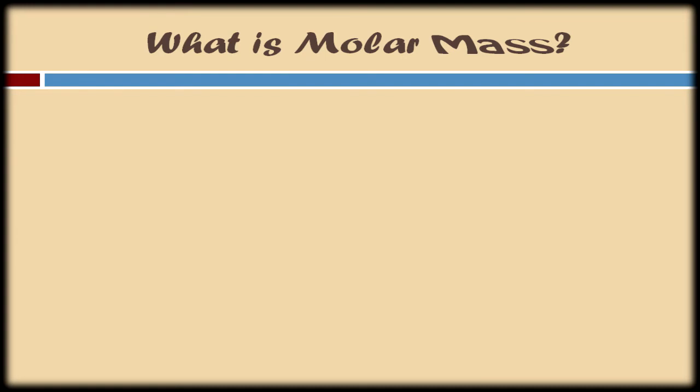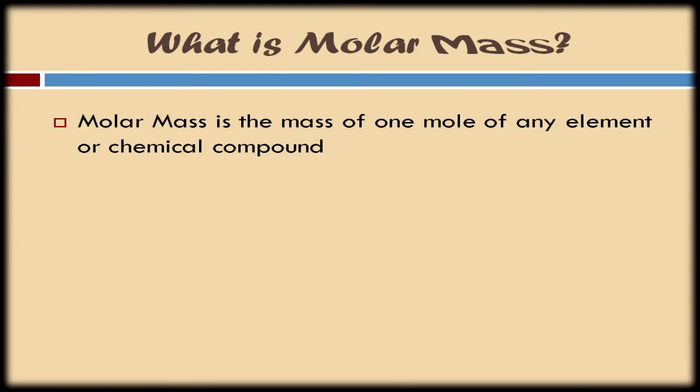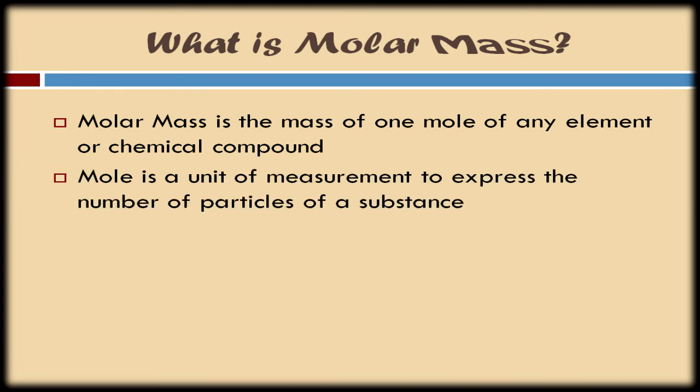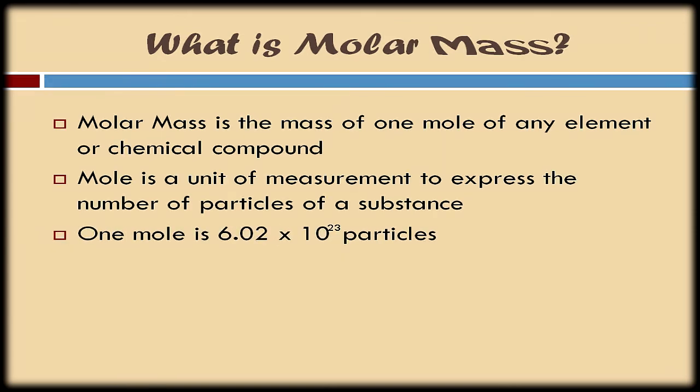Now, what is molar mass? Molar mass is the mass of 1 mole of any element or chemical compound. So basically, molar mass is the mass of 1 mole. A mole is a unit of measurement to express the number of particles of a substance. So 1 mole is basically Avogadro's number, 6.02 times 10 to the 23 particles.